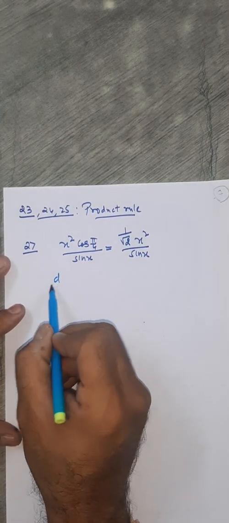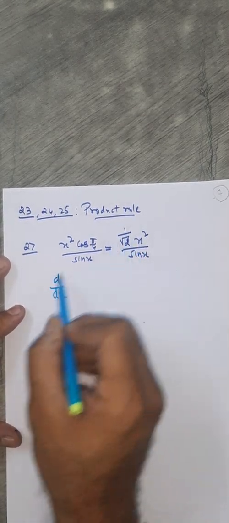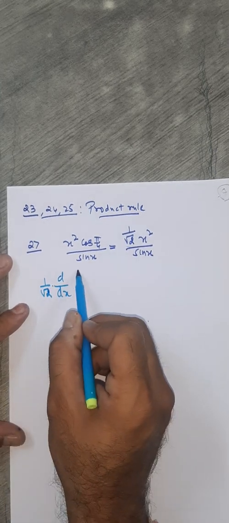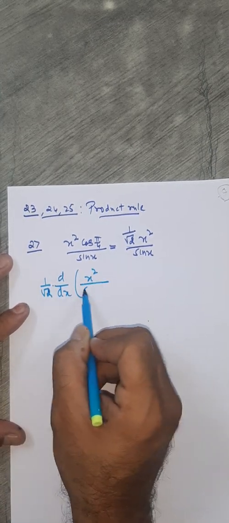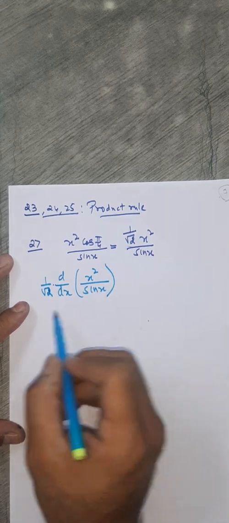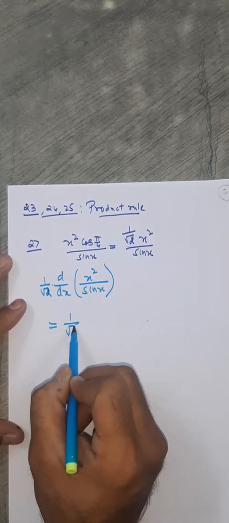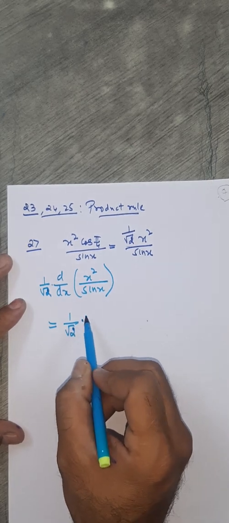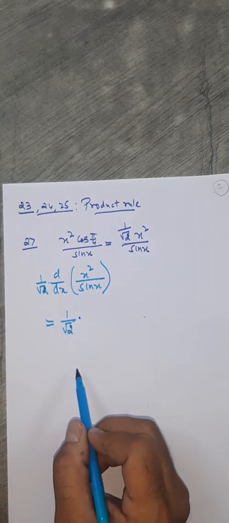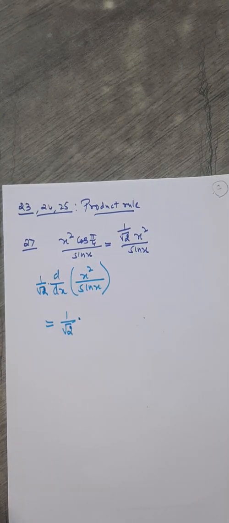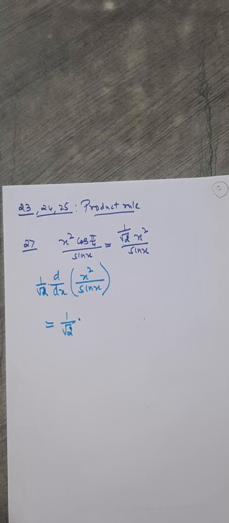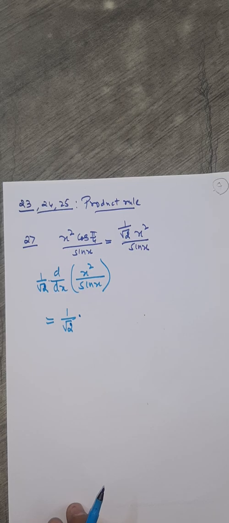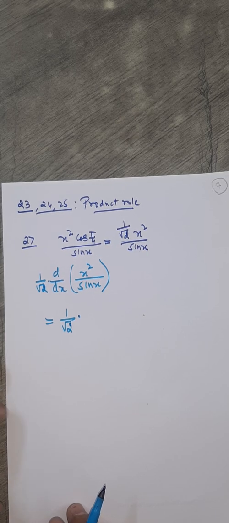So d by dx of, this is constant, so I'll keep it outside, x squared upon sine x. How will we do this? Differentiation by division rule. 1 by root 2 I have taken outside from the beginning because it is a constant. You know one of the working rules. So here in this question we now use the division rule.